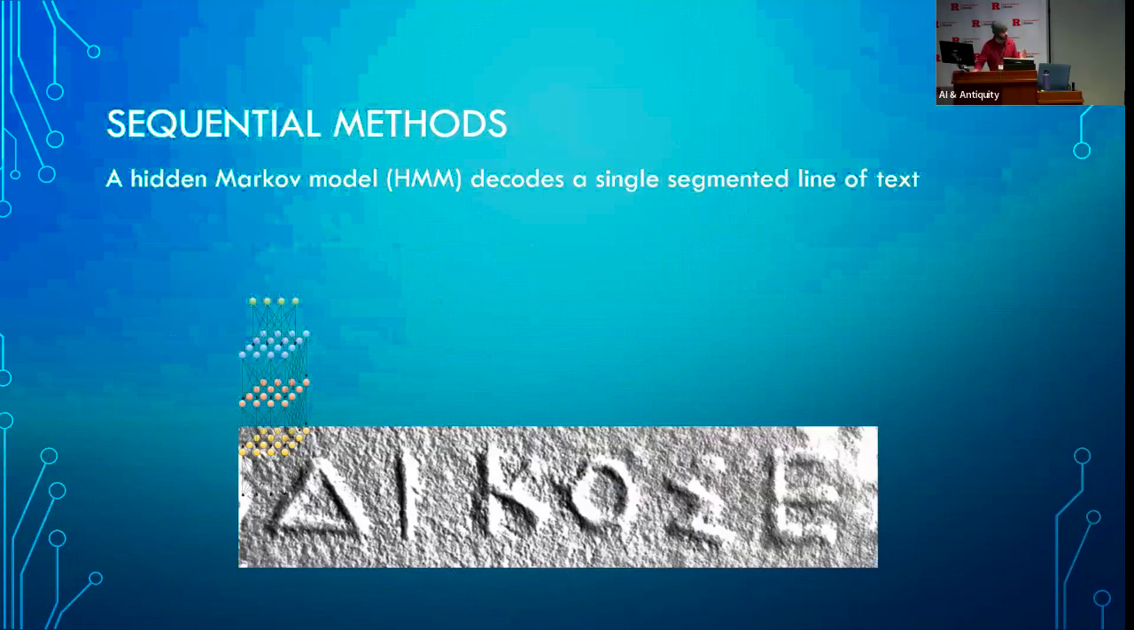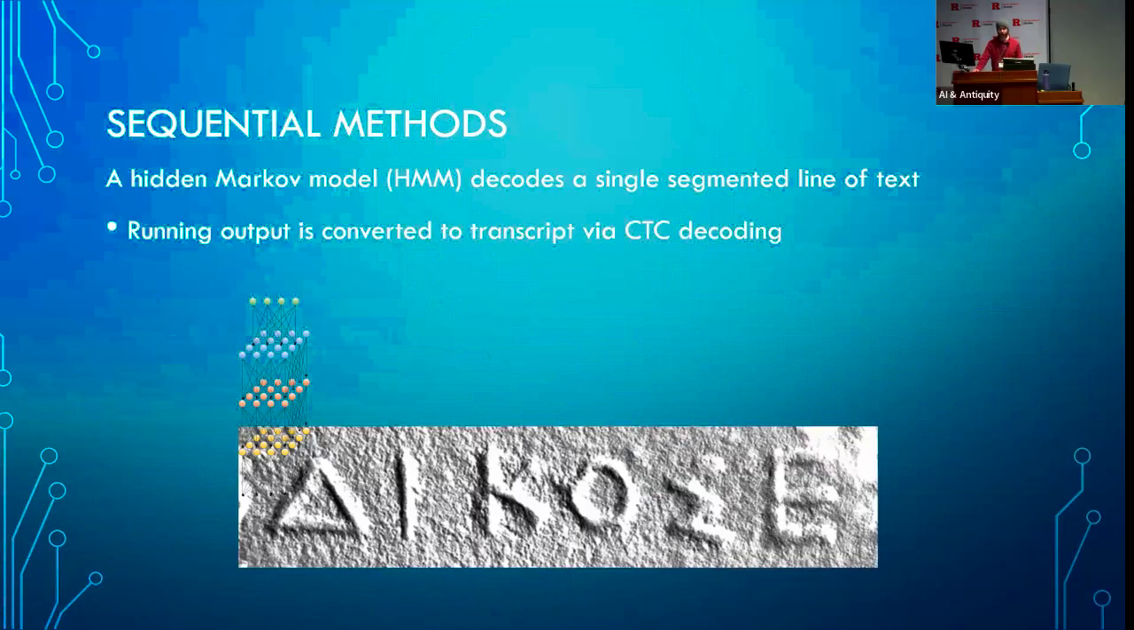Another approach you can take is sequential methods, where instead of feeding an entire image to the model, you have segmented it in advance. You've already broken out your lines of text, and then you're feeding them to something like a hidden Markov model or a running output that uses what's called CTC. I can't remember what CTC stands for, so you'll have to forgive me.